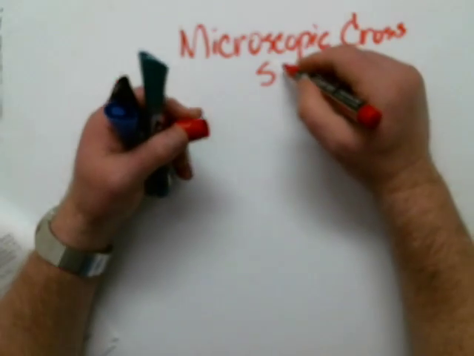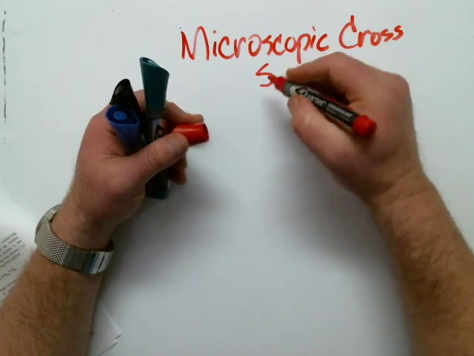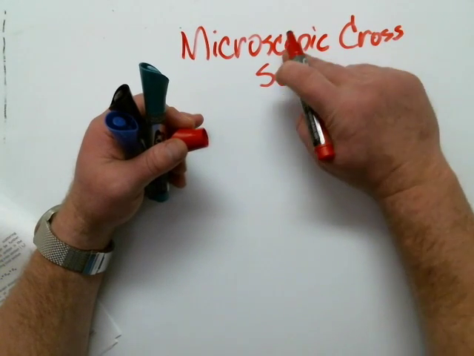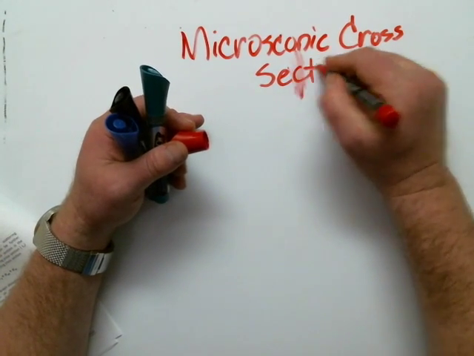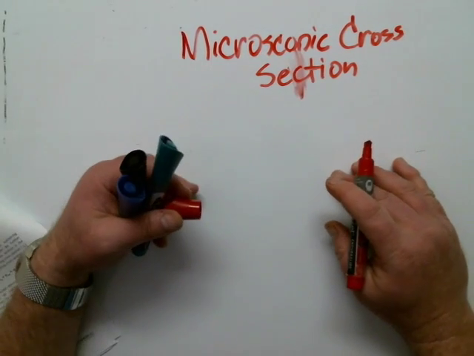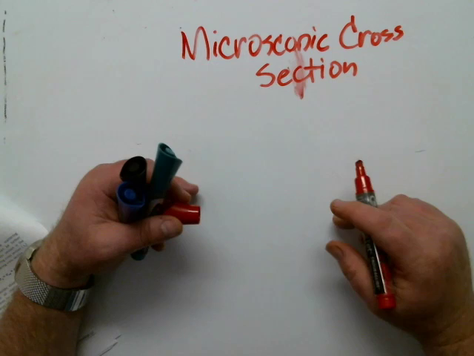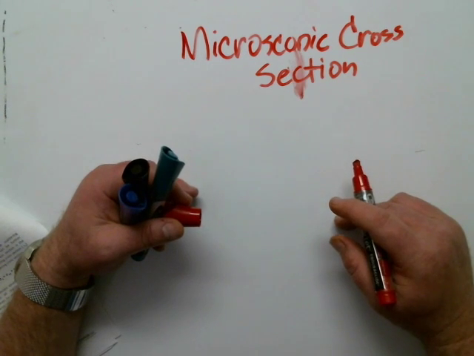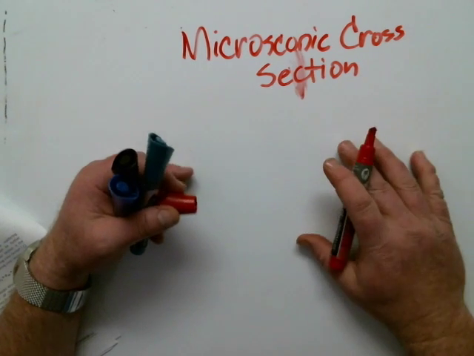Microscopic cross-section. All right, let me let this camera fade. There we go. So microscopic cross-section really is a probability, but we're going to think about it in terms of a target area. Because here's why it's important.